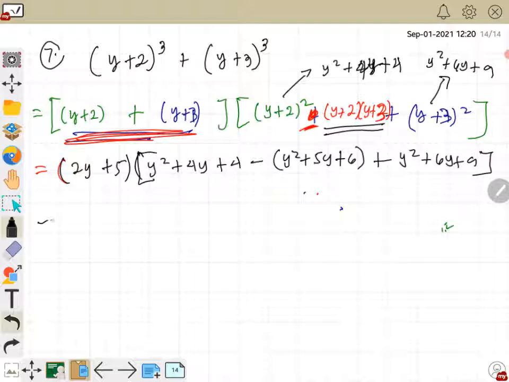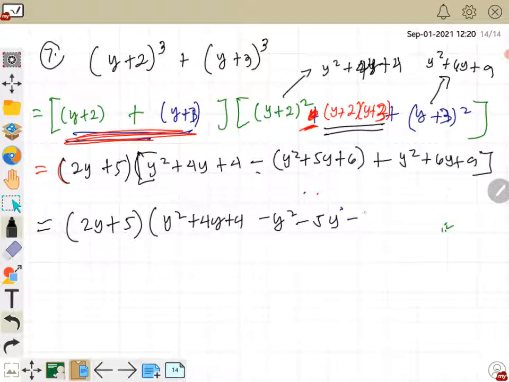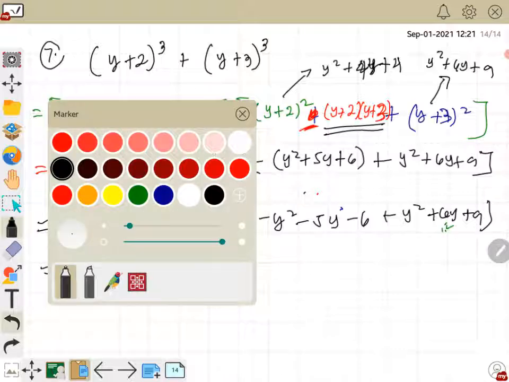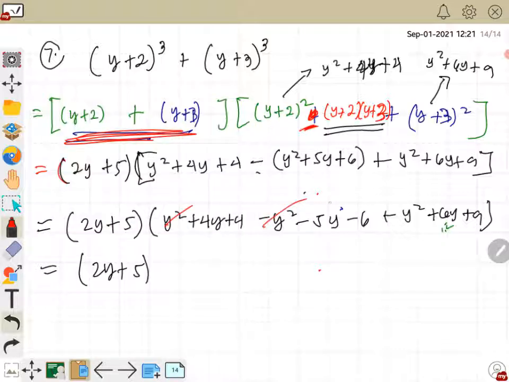That's quite long. So let's distribute first this one so that later on we can just smoothly combine like terms. So we have y square, copy, minus y square, minus 5y, minus 6 plus y square plus 6y plus 9. So simply let us simplify further. y square, so this becomes 0. You are left with this, that is y square.